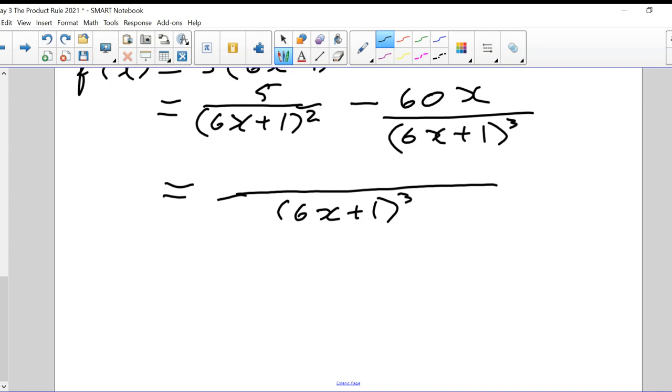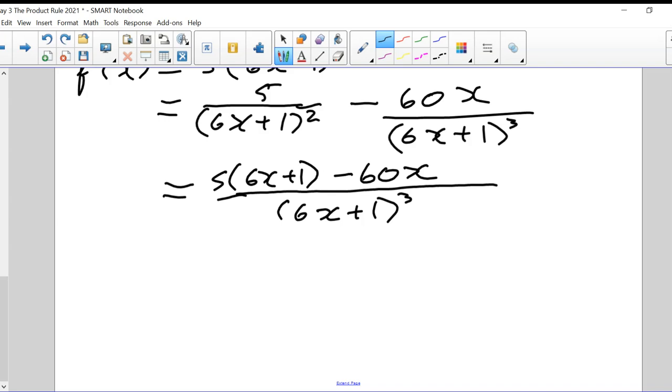Then we ask, what would you multiply this denominator by to get this denominator? The answer would be 6x plus 1. So it would be 5 times 6x plus 1, and then just simply minus 60x. It is important for me to show you this because I do expect you to carry this through and simplify it as much as possible. I remember Nico was asking whether it is okay to leave it in the other format. No, I really prefer if you try to simplify it as much as possible.